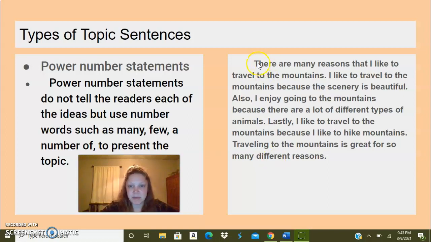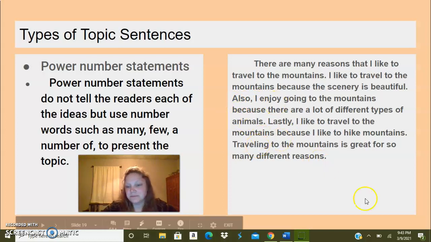So I indented my topic sentence. I used a number word instead of listing out all the reasons that I like to travel to the mountains. And then I had my three key details to support my topic sentence. And then I ended with a concluding statement that restated my topic sentence. Also, I used transition words. I used also and lastly.